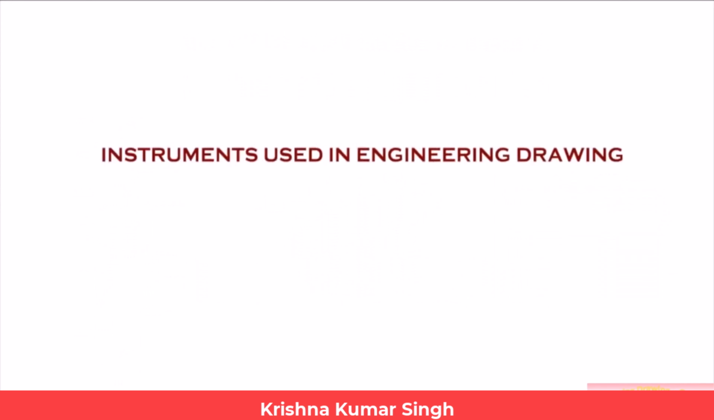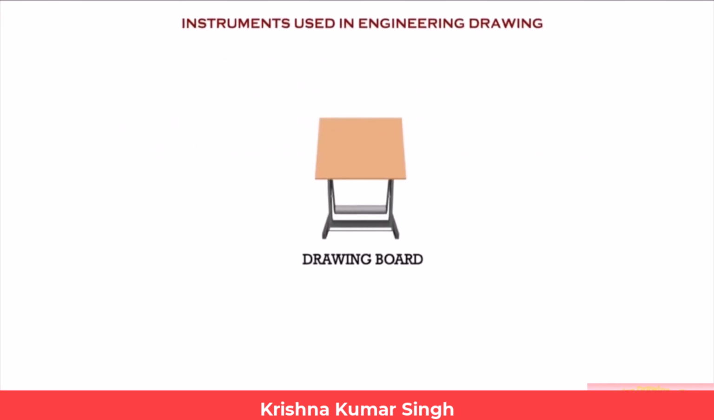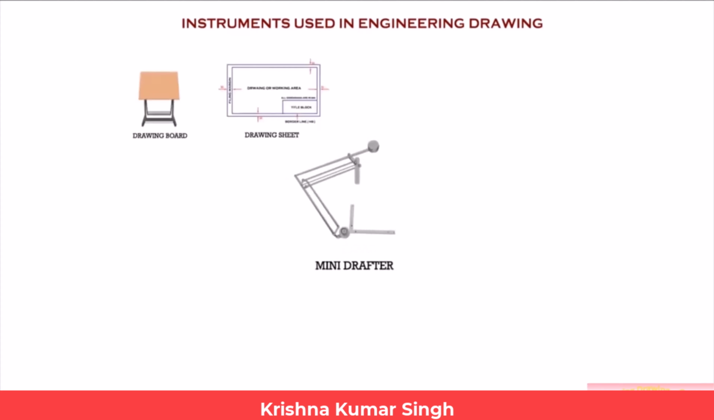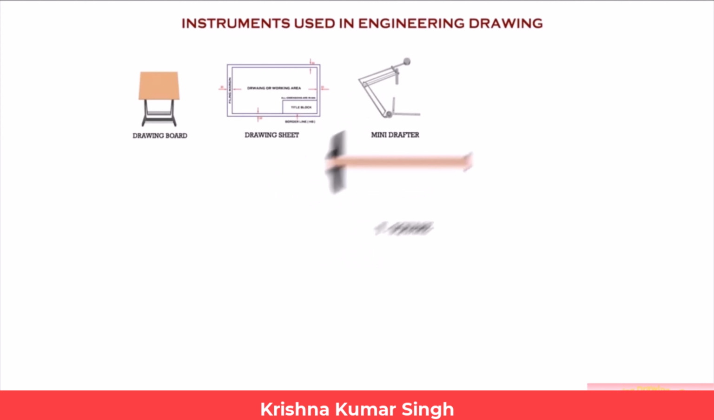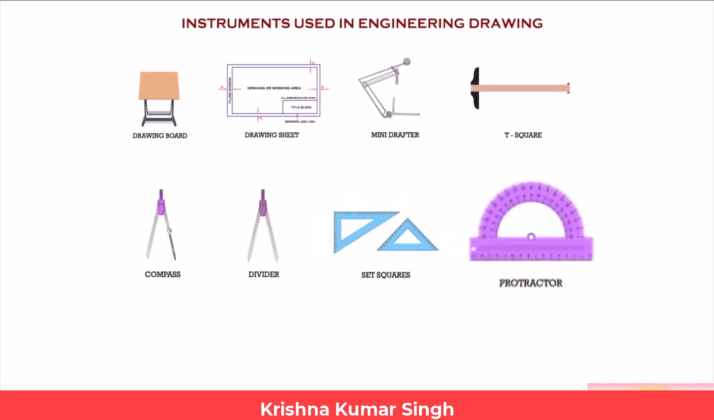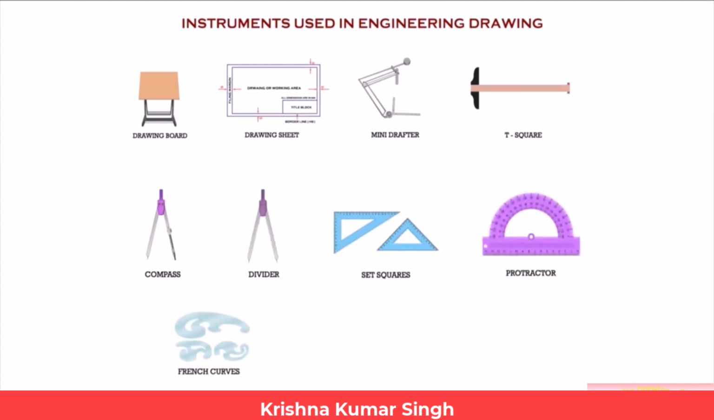Instruments used in engineering drawing. Drawing board, drawing sheet, mini drafter, T-square, compass, divider, set squares, protractor, French curves, pencils, eraser. Let us describe each and every drawing instrument in detail.